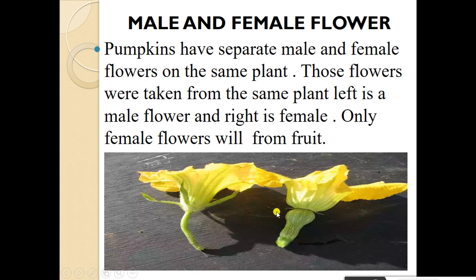Then male and female flower. See the original male and female flower. See, this is a male flower. This is a female flower. Pumpkin has separate male and female flowers on the same plant. Those flowers were taken from the same plant. Left is a male flower and right is a female flower. Only female flowers will form fruit.